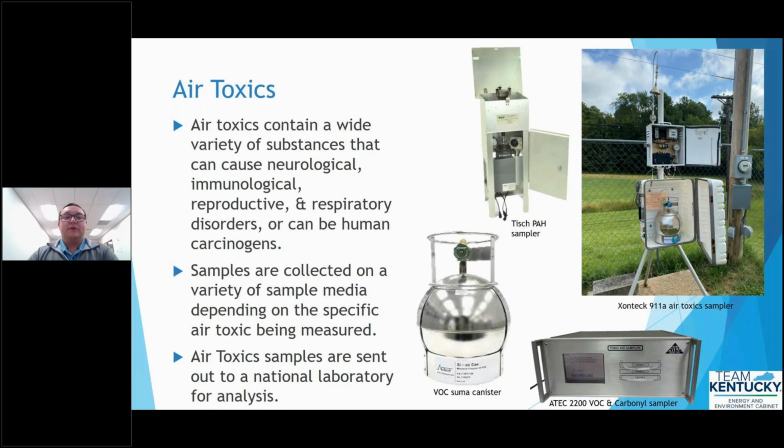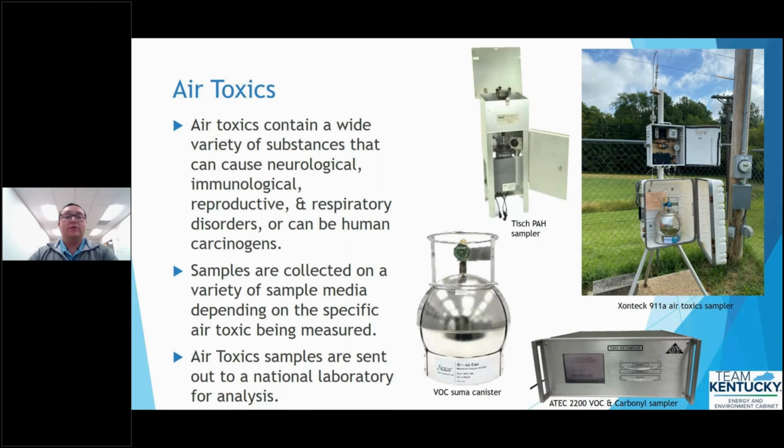So the last type of intermittent samplers we operate are used to collect air toxic samples. Air toxics contain a wide variety of substances that can cause neurological, immunological, reproductive, respiratory disorders, or it can be human carcinogens. Samples are collected on different types of sample media depending on the specific air toxic type.